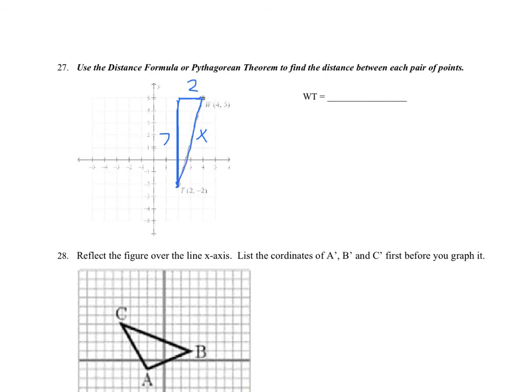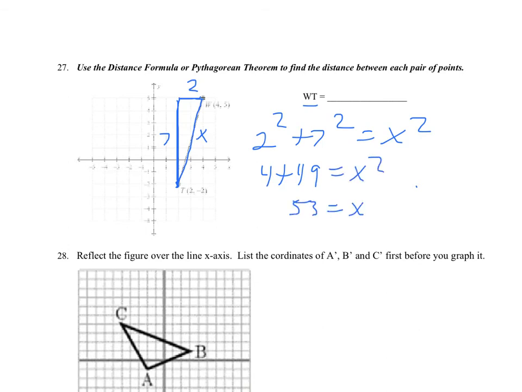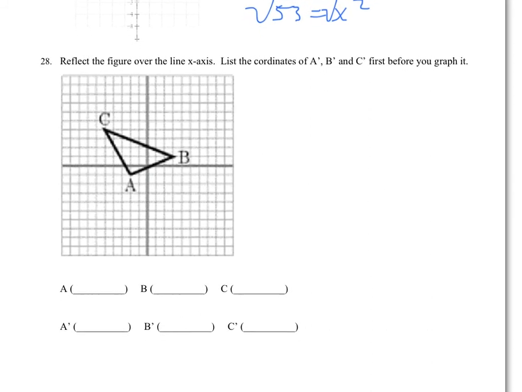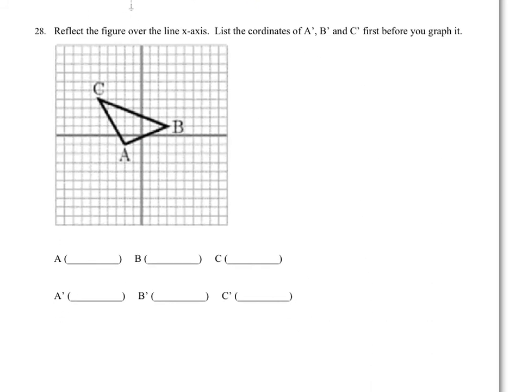We now have a triangle. We'll say 2 squared plus 7 squared equals x squared. So 4 plus 49 equals x squared. 53 equals x squared. We take the square root of both sides. 53 cannot be simplified, so the answer is square root of 53. Much easier than using the distance formula.